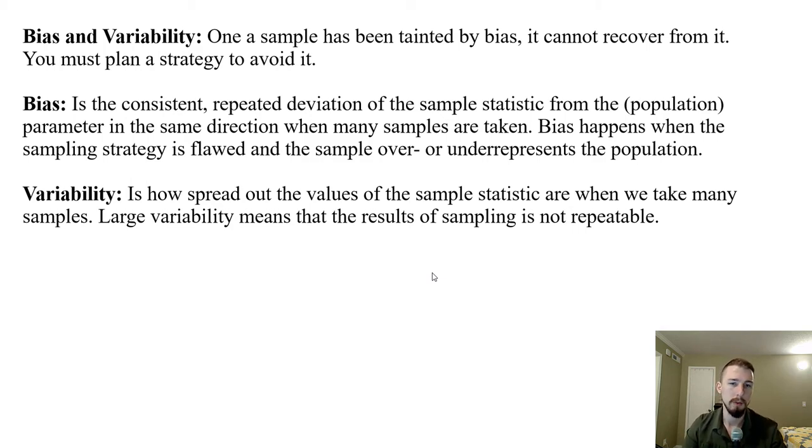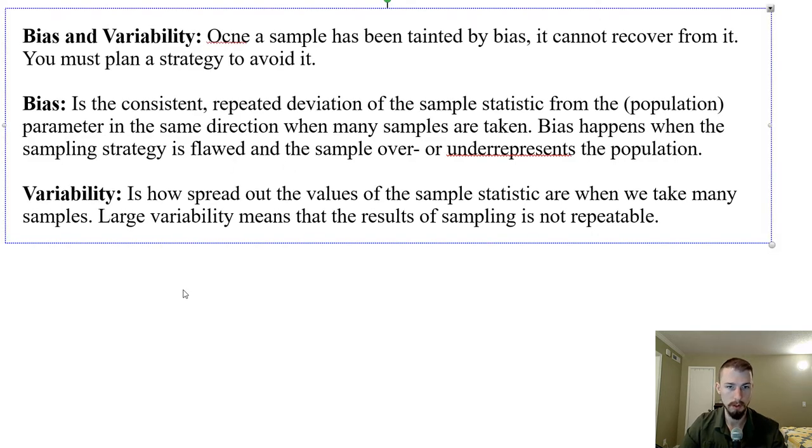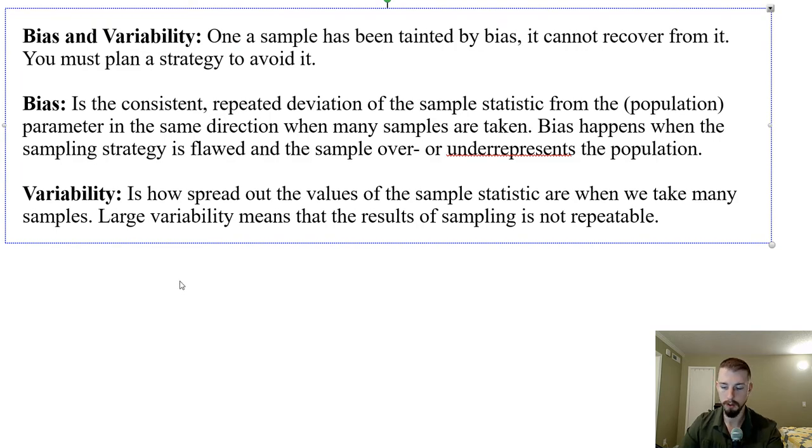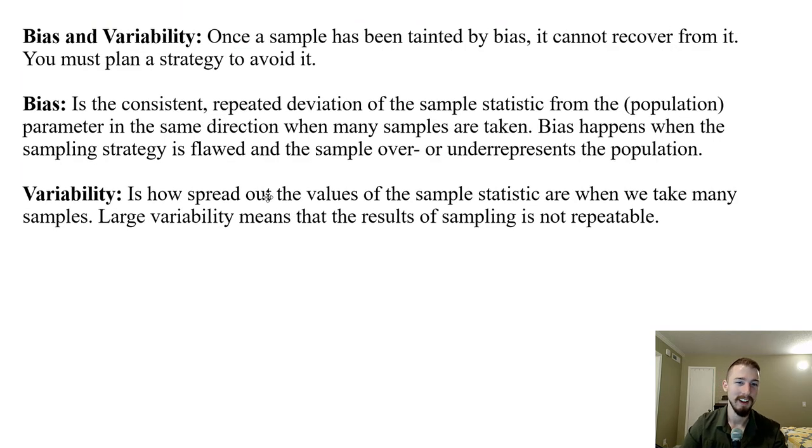Bias and variability. Once a sample has been tainted by bias, you cannot recover it. You can't correct for any bias methods that you used. So you must plan a strategy to avoid bias. So you can't fix it, okay?